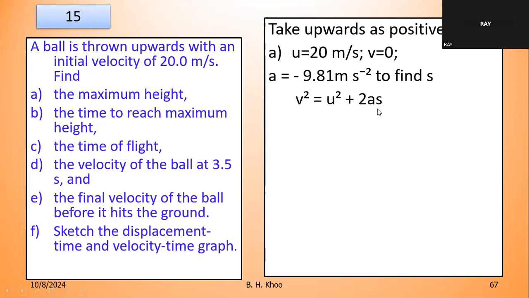Then use the equation v squared equals u squared plus 2as. Put in your values. Final velocity is 0. Initial velocity is 20. 2a is your g, minus 9.81, and s. Simplify, 20.4.